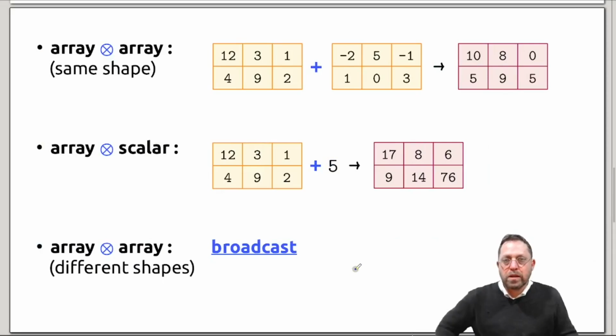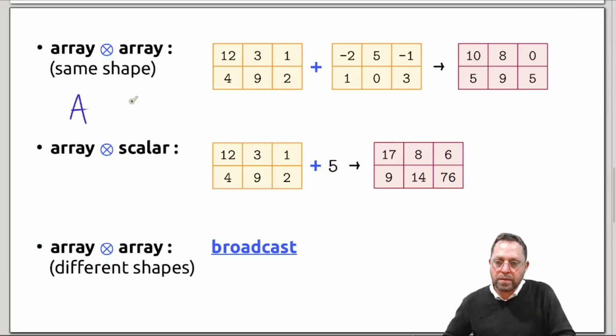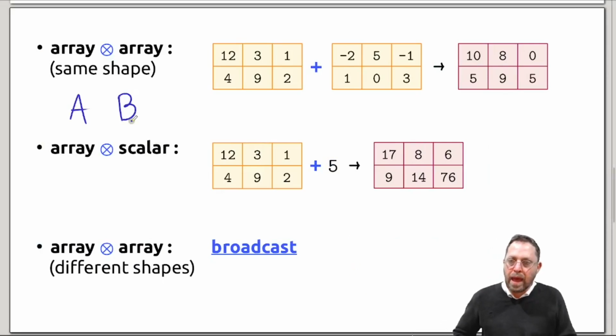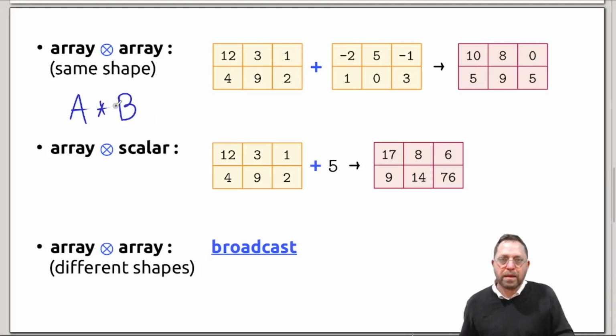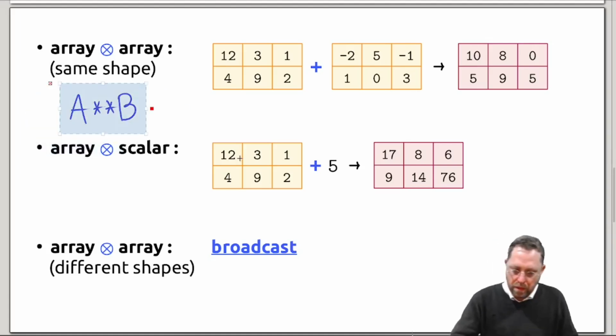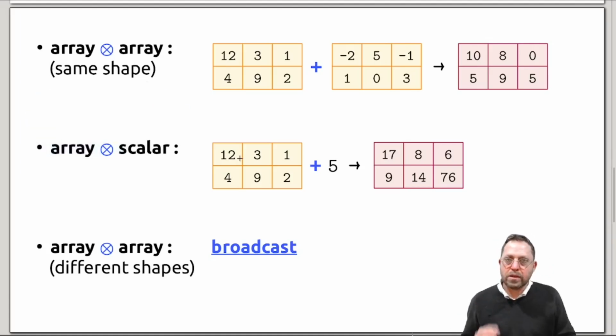All right, suppose you have two arrays, we'll call them A and B, and you want to combine them with an operation. So perhaps you want to add them, or maybe you want to multiply them, or maybe you want to take A to the Bth power. What is NumPy going to do in each of these scenarios? Well, there are three cases. Two of them are easy and one is less easy.